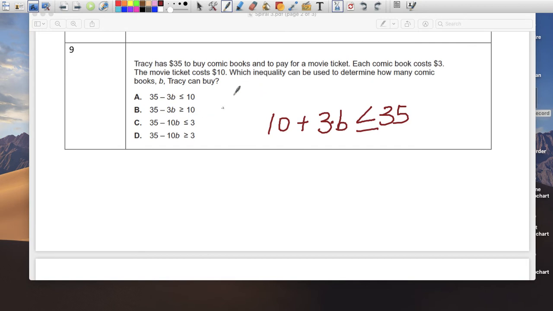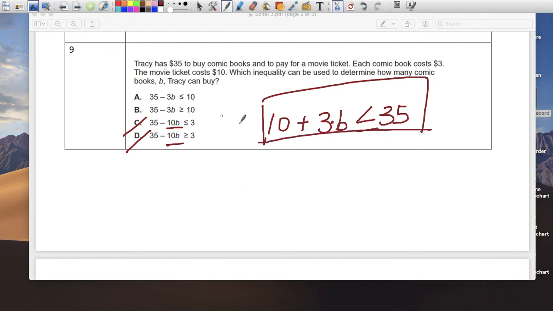Well, one thing I can tell you, it's not 10B and it's not 10B because each comic book is $3. So C and D is out. Now, why would they write it in this manner is a little bit weird. So $35 minus all the comic books has to be greater than 10, right? Because this is what this says. I personally, if I were to write this in multiple choice, this is what I would write. But we're going to have to rewrite this in a different way.